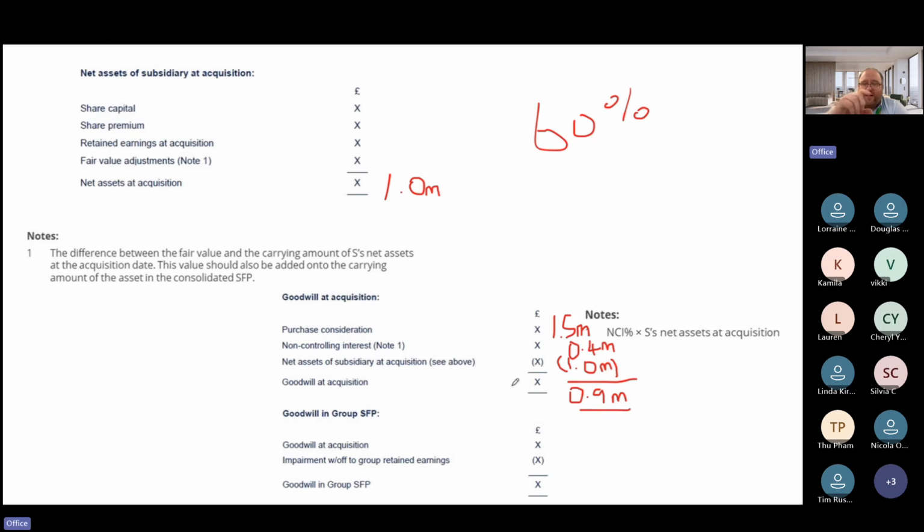Now, you need to be able to calculate what the goodwill was at acquisition, which is that bit. But then you also need to be able to say, what's the goodwill we're going to put into our group statement of financial position? Which is the goodwill at acquisition, so that same number there, so 0.9 million.